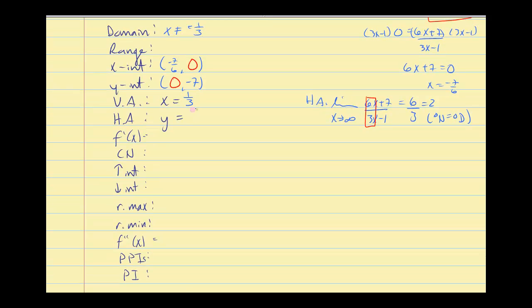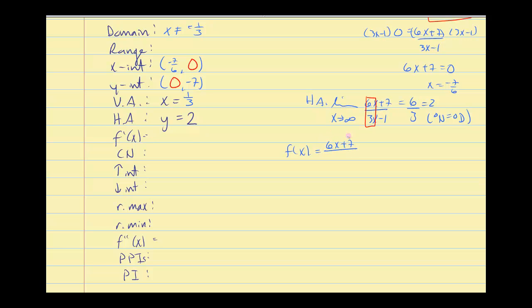Now one other quick note for horizontal asymptote, you can't just put 3 or 2 or -5, you have to put y equal, and in this case we have y equals 2 for a horizontal asymptote. Now a lot of this information we can get from the first derivative. So let's go ahead and look at taking the first derivative.